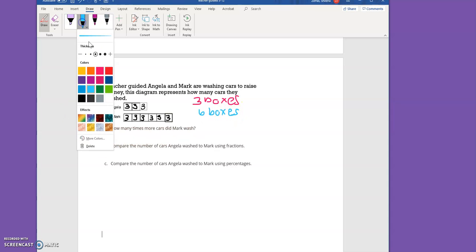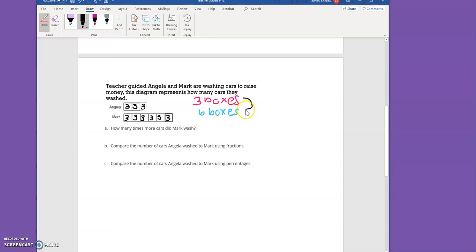Then we're going to calculate how many more, so going from the number that Angela has to the number that Mark has. So 3 times what will give me 6? 3 times 2 is 6. So Mark has 2 times as many. In parts B and C, we're now going to compare those 2 people.